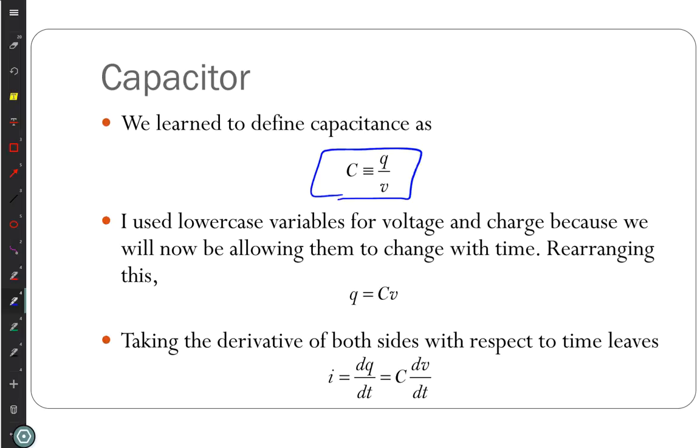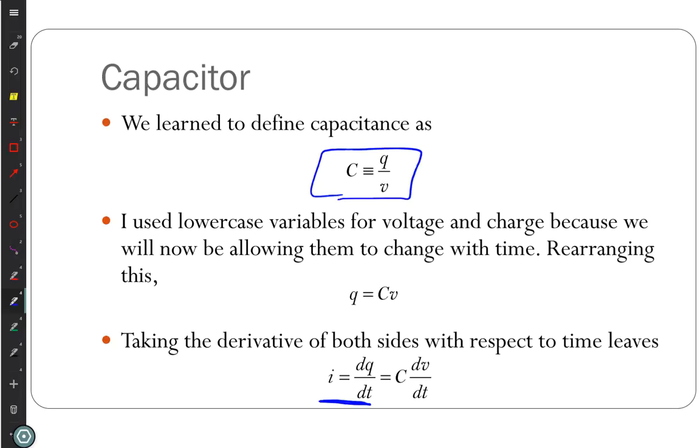Why did I do that? Because now I'm going to take the derivative of both sides. The derivative of Q is a variable, right? Because we can have more or less charge in the capacitor. Derivative of Q, of course, would be dQ/dt, because I'm going to take the derivative with respect to time. dQ/dt, though, by definition, is current.